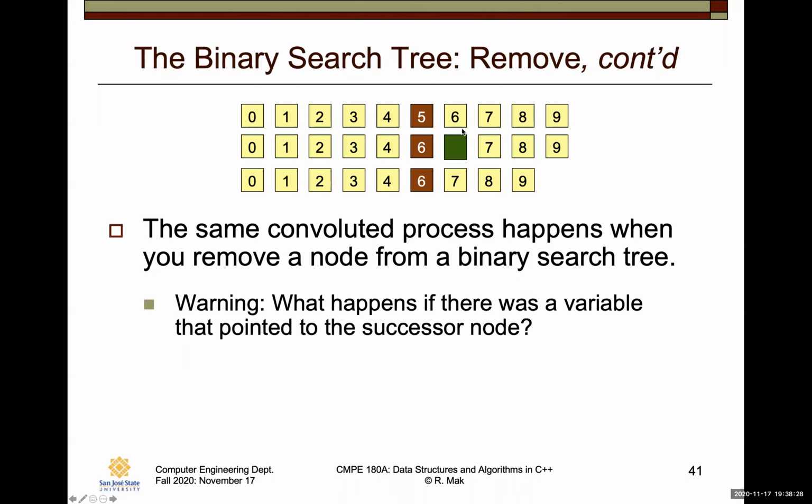But in a binary search tree, if you're going to remove a node and you want to find its successor, remember, we're removing a node that has 2 children, because the 0 child case and the 1 child case we've already taken care of. Now we're trying to remove a node that has 2 children. If we're going to use this convoluted process, we have to find the successor to the node that we're trying to remove.